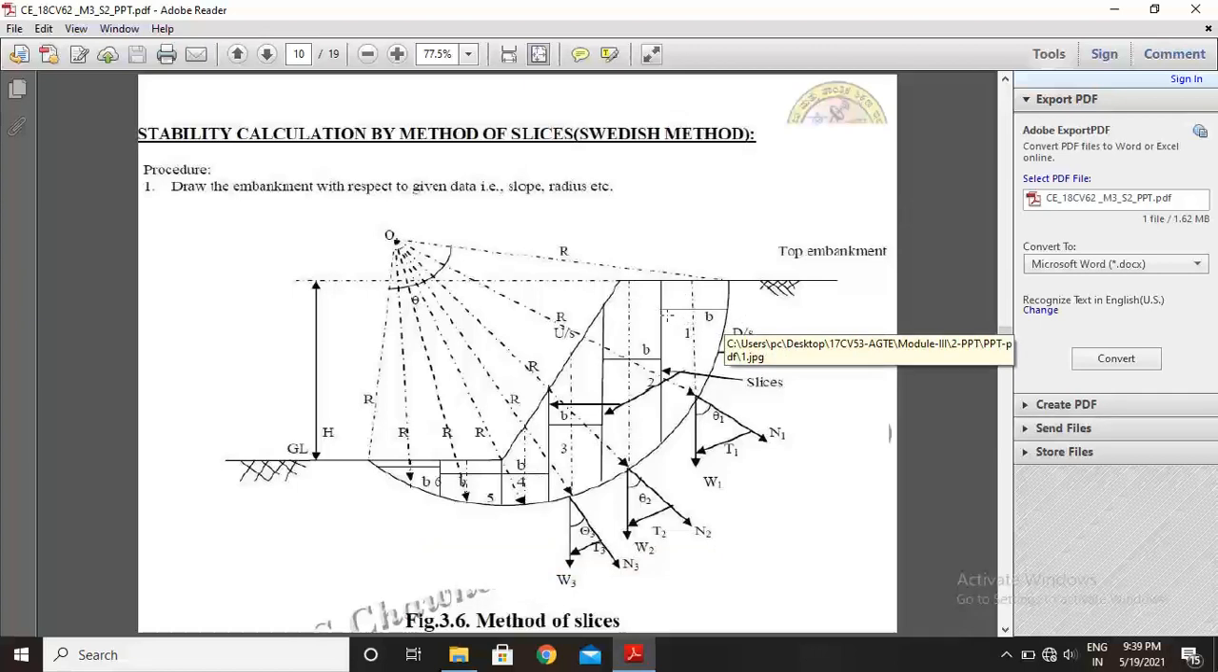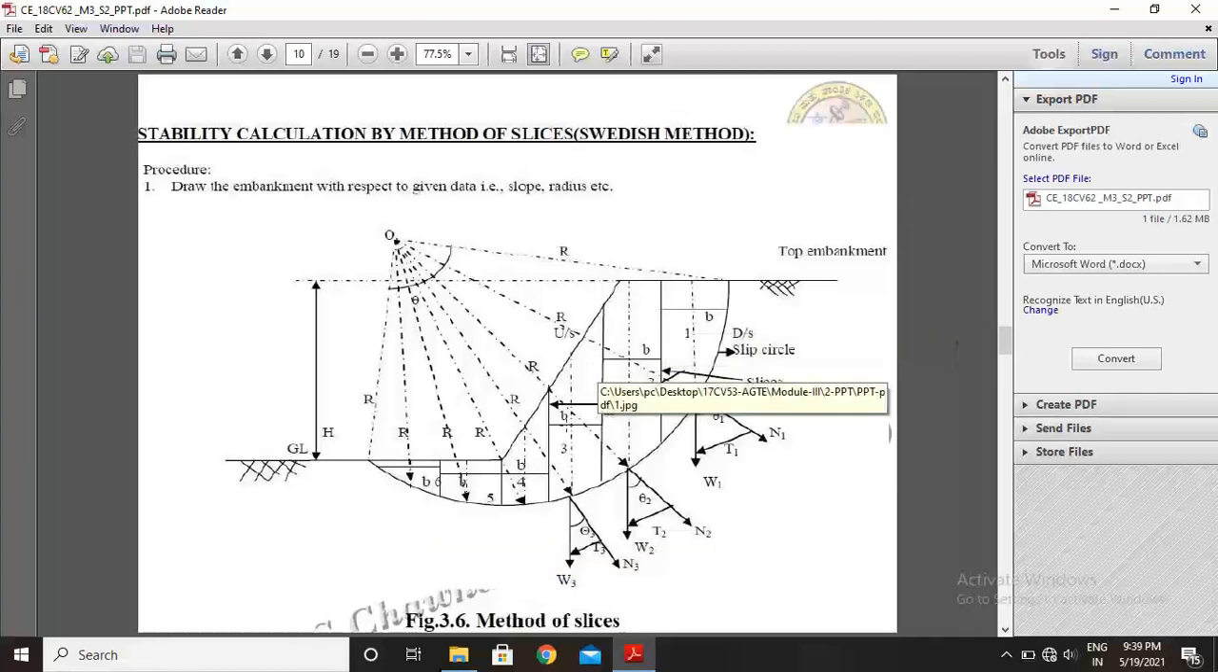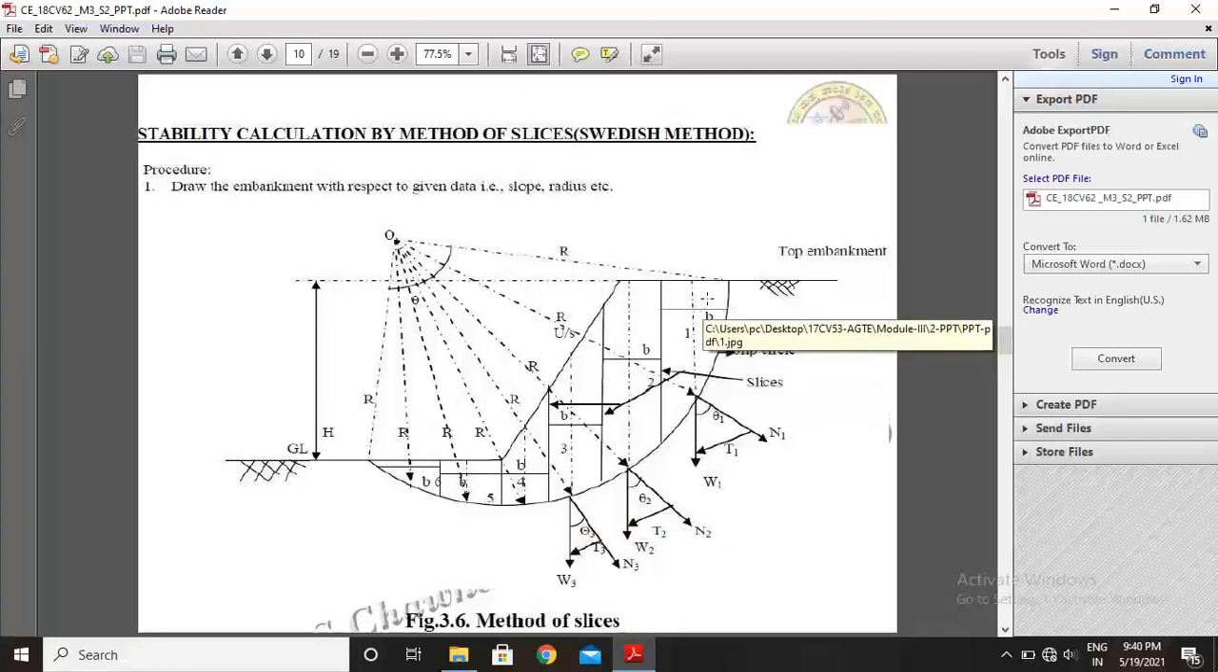Each slice width is equal to b. Here b, this is b, this is b, this is b, this is b, meaning b equals the total length divided by the number of slices. So here there are 1, 2, 3, 4, 5, 6. Six slices are selected.